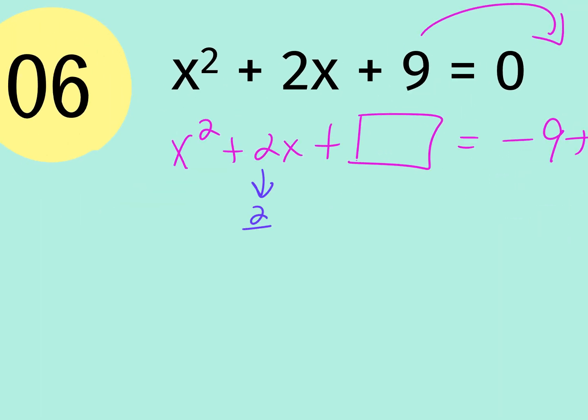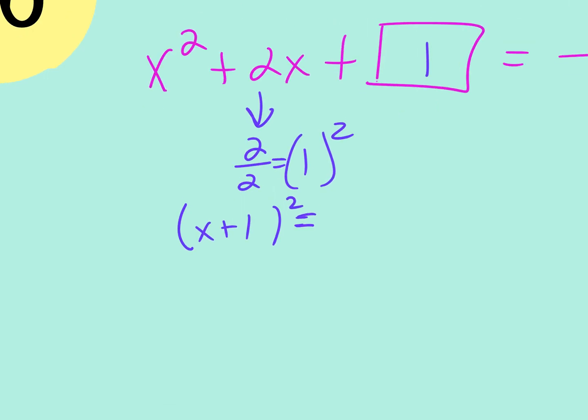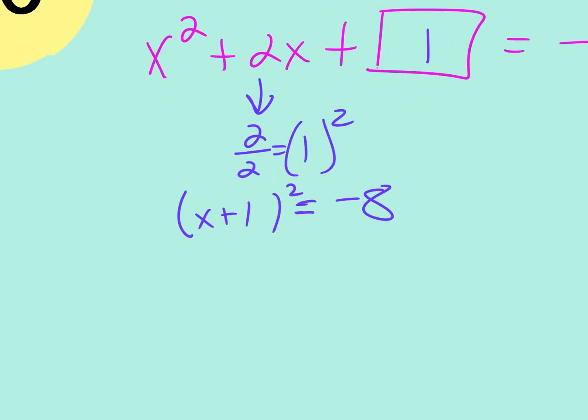All right, so let's complete the square real quick. I take my b term and I divide it by 2. 2 divided by 2 is 1, yes? So what does my binomial over here on the left say? x plus 1 squared. Perfect. Now I'm going to square this number. What is 1 squared? 1, so I'm going to add 1 on both sides. So what is negative 9 plus 1? Negative 8.